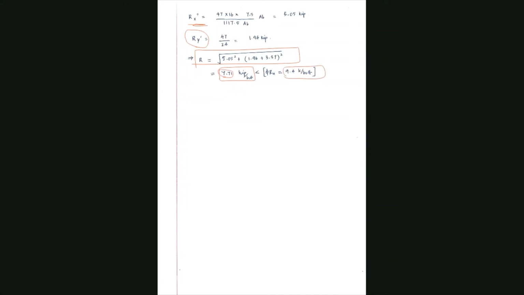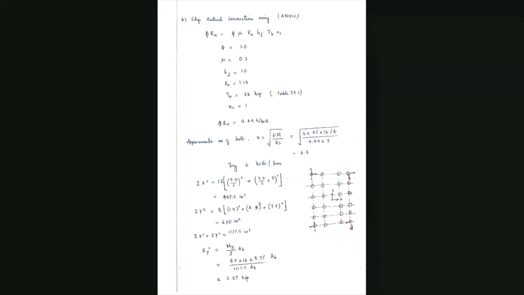So therefore, if you're going for a slip critical type of connection, you have to use a total of 6 bolts per line, so a total of 24 bolts. So this is the design for slip critical type of connection.